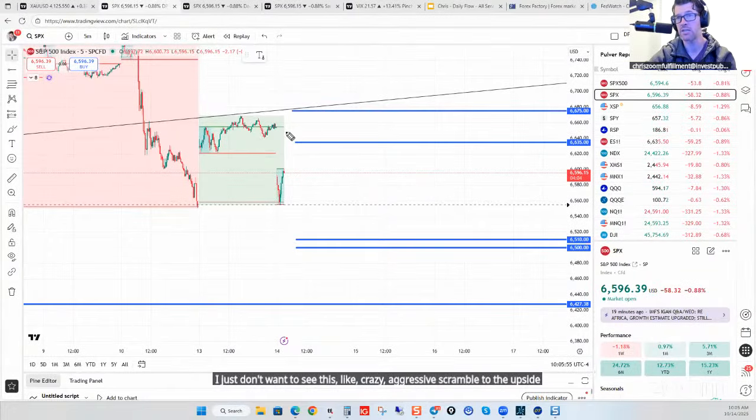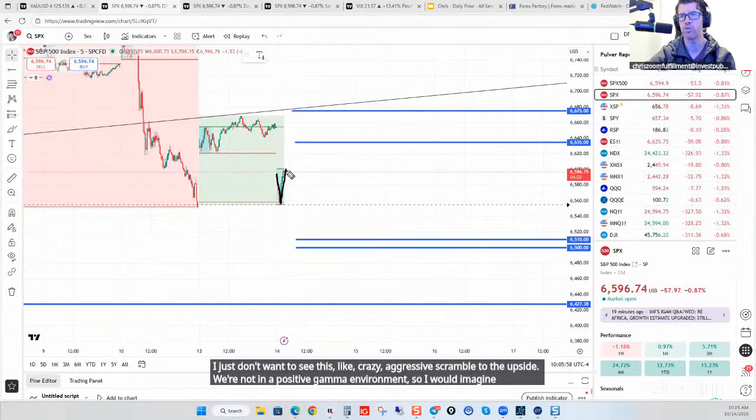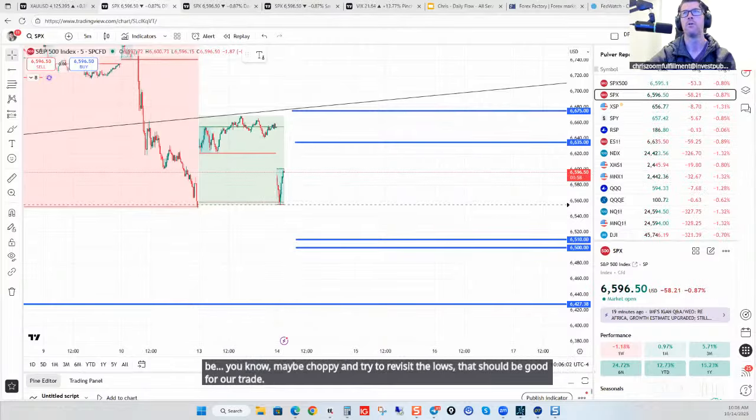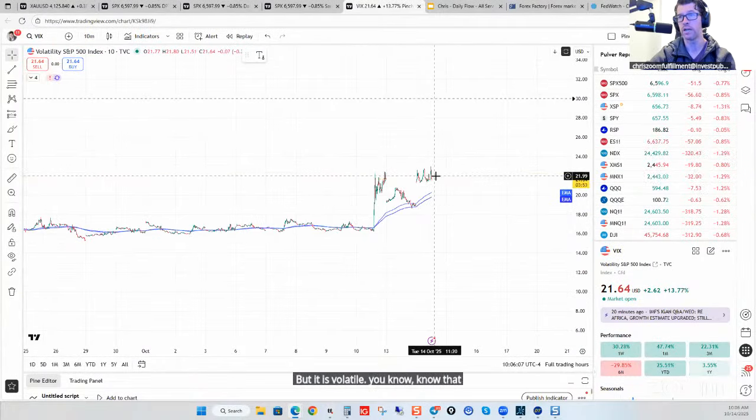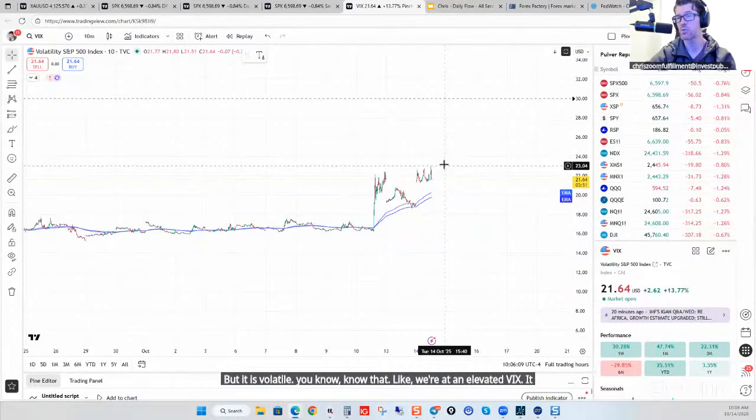We're not in a positive gamma environment, so I would imagine this should be maybe choppy and trying to revisit the lows. That should be good for our trade. But it is volatile. Know that. We're at an elevated VIX. And this is what's crazy.